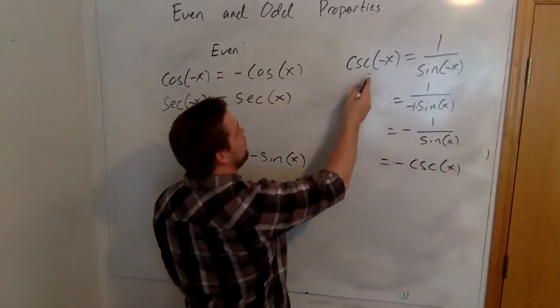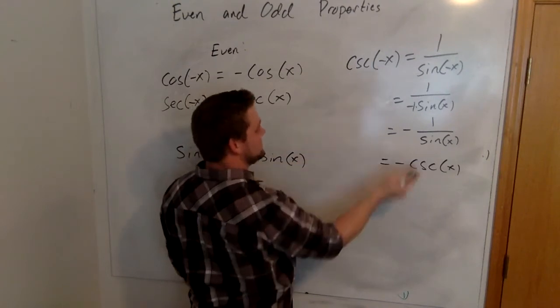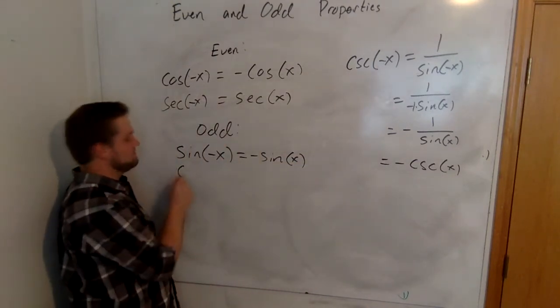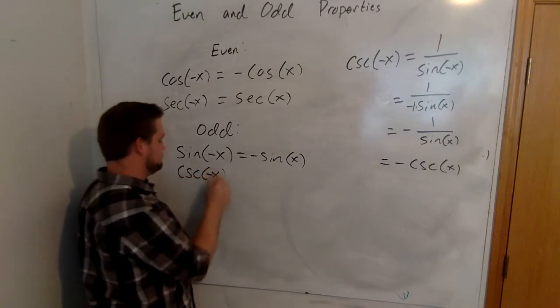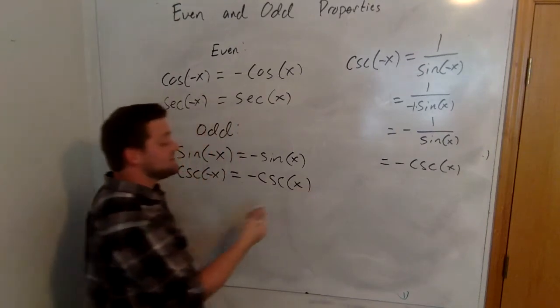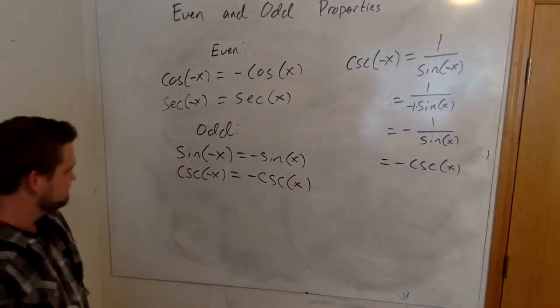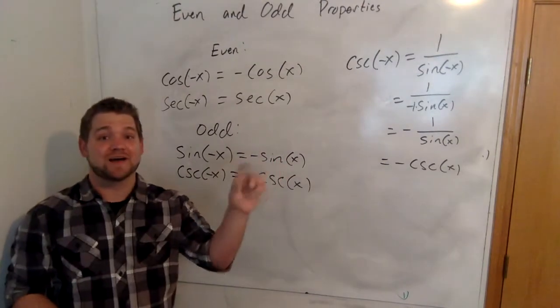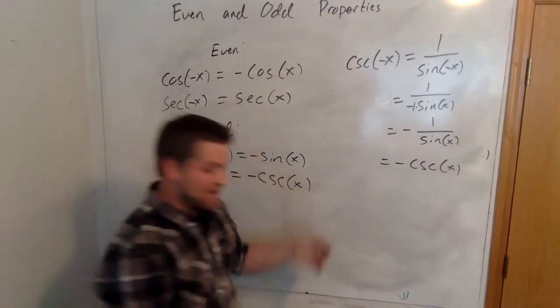So I hope you see that what can we do with negatives and cosecants? We can move them out front. This means that cosecant is an odd function. Now, I highly recommend you draw the graph of cosecant to see the symmetry of it. This is saying that if you take the graph of cosecant and reflect it over the y-axis, it's equivalent to reflecting it over the x-axis. That's what that says.